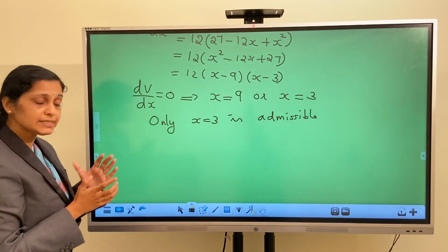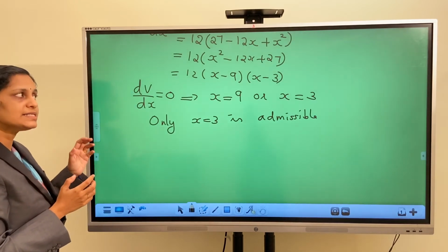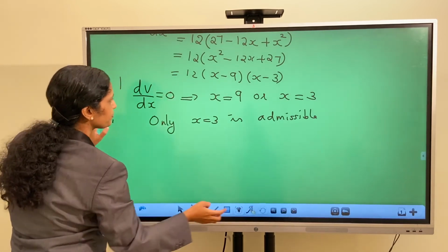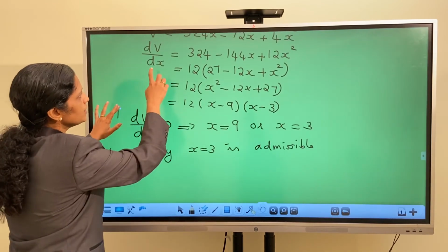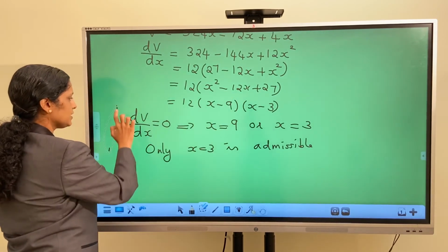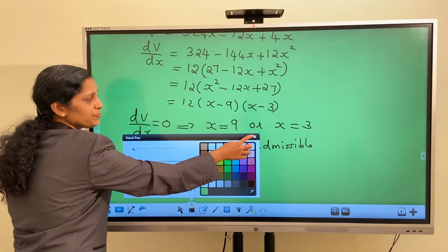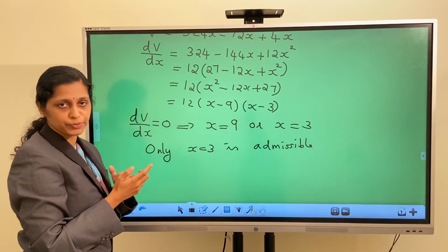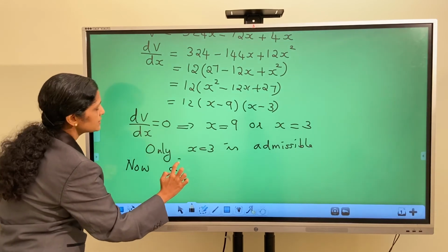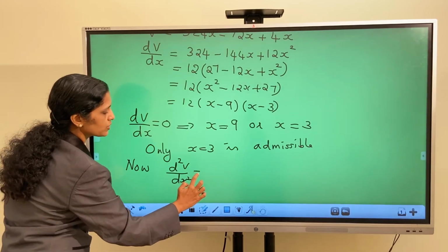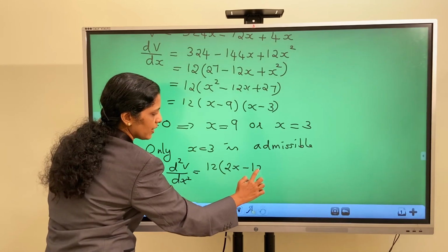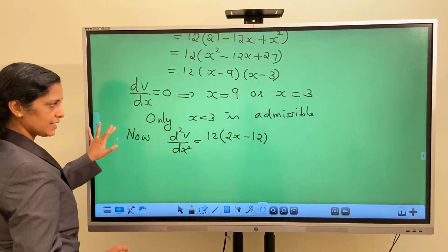Next, we want to know whether it's a point of maxima or minima. For that, second derivative test. Look, we have the expression for first derivative as dV by dx is 12 into (x square minus 12x plus 27). Therefore, differentiate that expression and don't take this product. If you are taking this expression, you have to use product rule. This is easy. Now d square V by dx square is equal to, differentiate this again, that is 12 into (2x minus 12). Then we got the second order derivative.